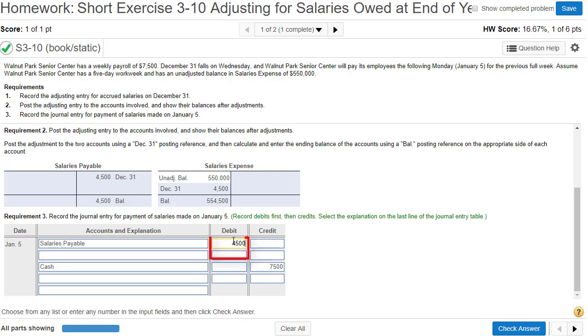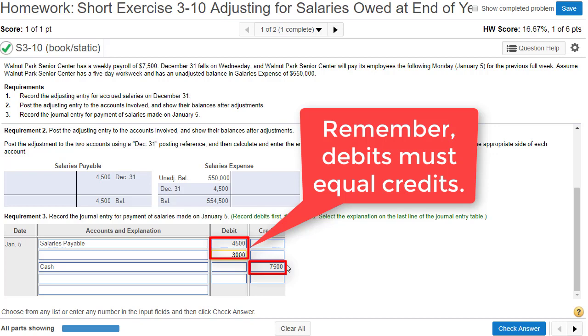Now, notice we have debits that do not equal our credits. If you want to do the cheating method, you can just figure out what the balancing amount is. $7,500 minus $4,500 is $3,000. So now it balances, but what does that $3,000 represent?